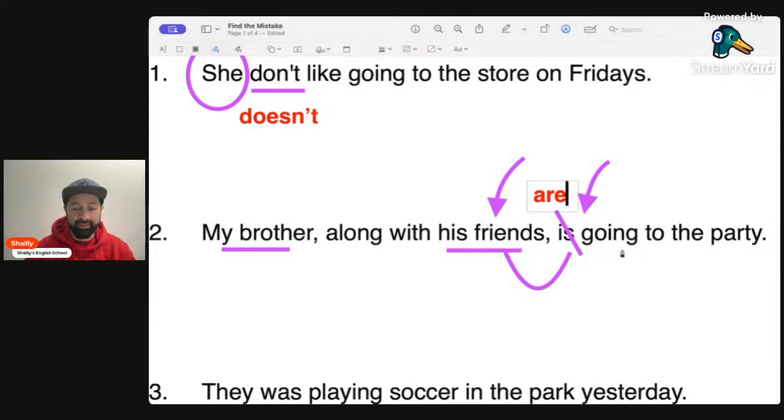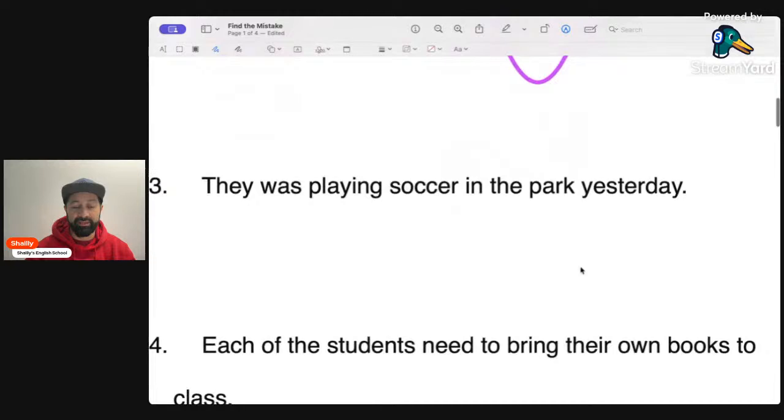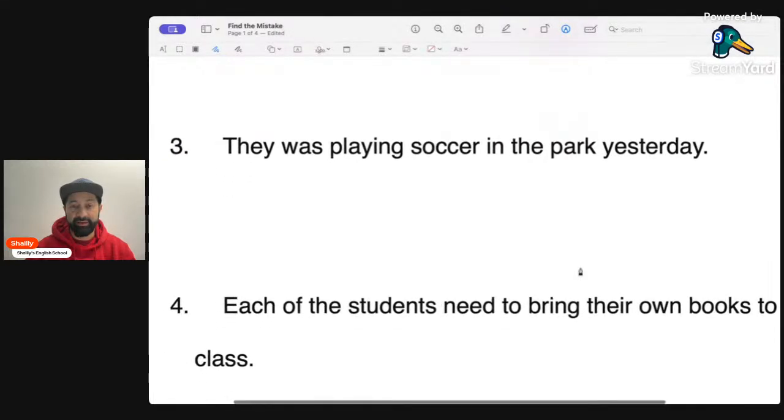Okay, so let's look here. Number 3, it says, they was playing soccer in the park yesterday. What is the mistake in this sentence? If you know the mistake, leave it in the comment section. If you're watching on the replay, you can also leave it in the comment section.